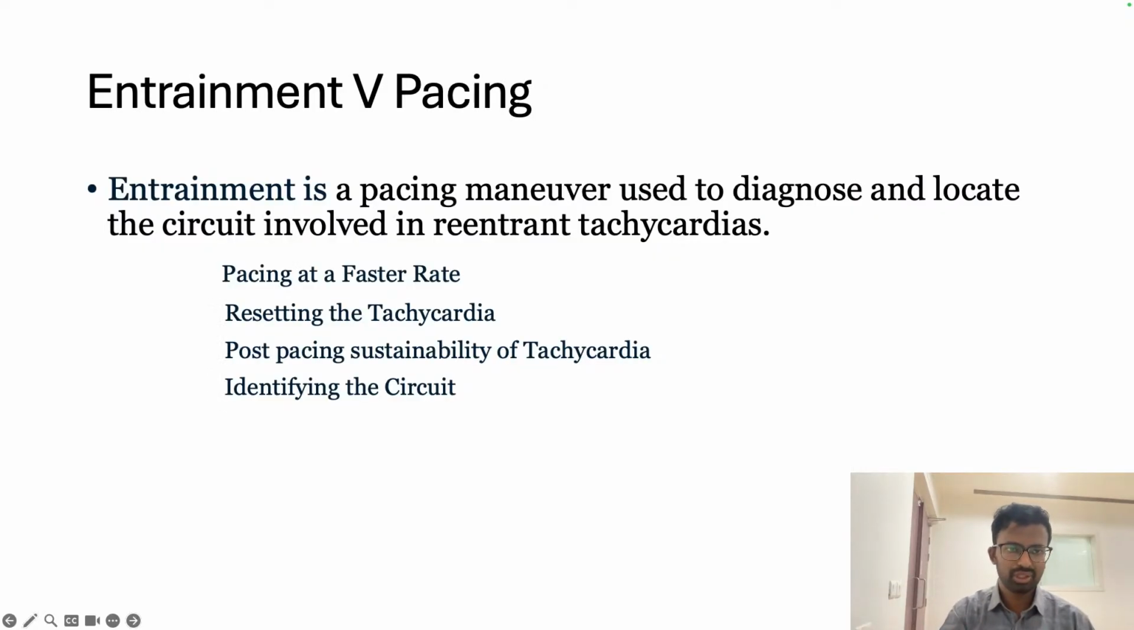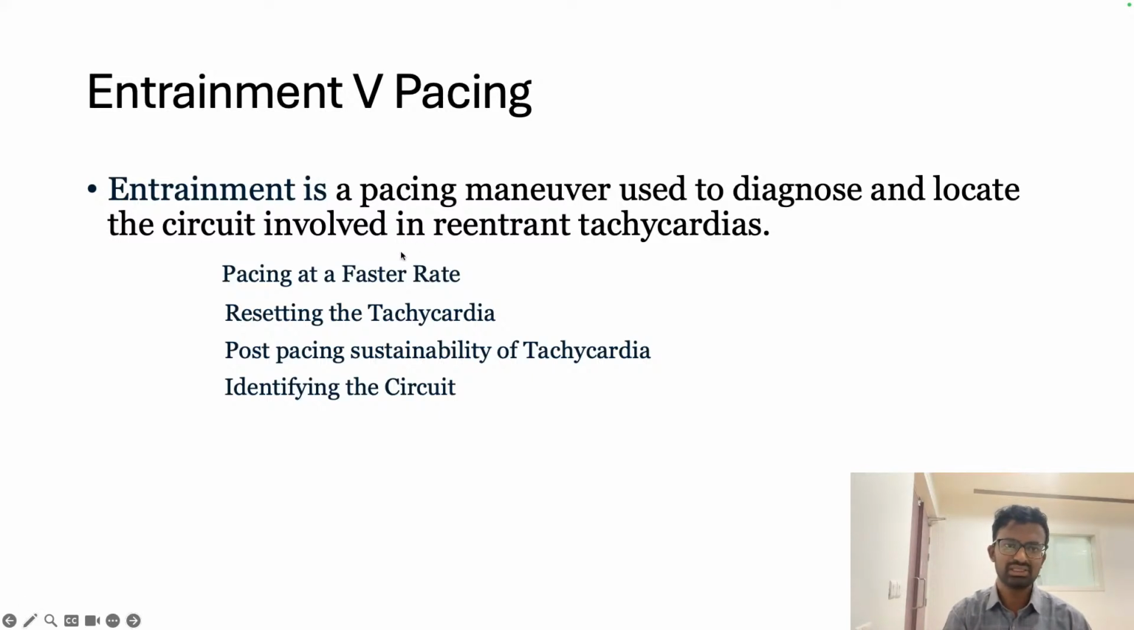Next, we are going to entrainment pacing. This is a very, very important step. The entrainment pacing maneuver is used to diagnose and locate the circuit involved in re-entry tachycardia. Entrainment pacing will be helpful only in re-entry tachycardias. In focal tachycardias, it may not be helpful.